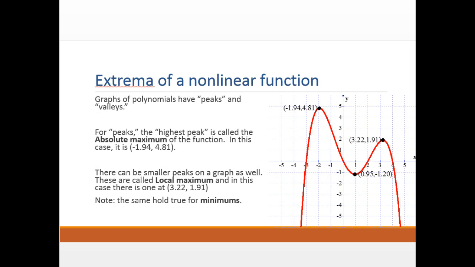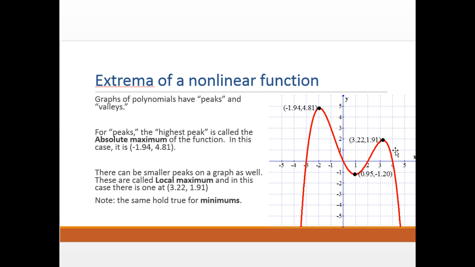So let's talk about the behavior of polynomial functions. A lot of times when we see a polynomial function, it typically has a peak or a valley. Notice this graph. Notice we have two peaks. Here are peaks, and here are valleys. Okay. We have terms for our peaks. Our peaks are called maximums.